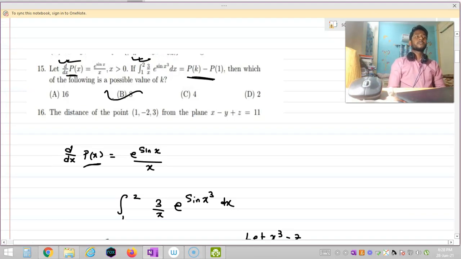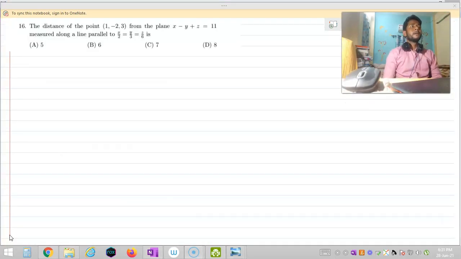Now let's go to question number 16. Question number 16 says: the distance of the point (1, -2, 3) from the plane x minus y plus z equals 11, measured along a line parallel to x by 2 equal to y by 3 equal to z by 6. That is, we have to find the distance of the point (1, -2, 3) from the plane x minus y plus z equals 11, measured along a line parallel to x by 2 equal to y by 3 equal to z by 6.